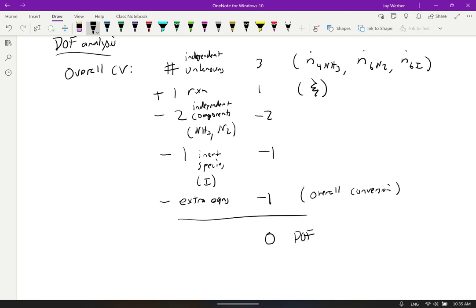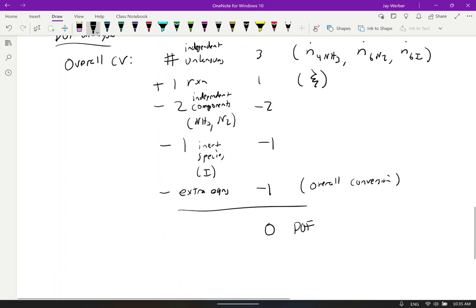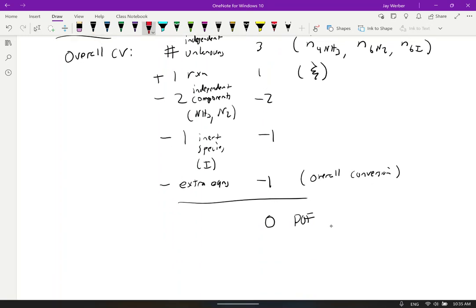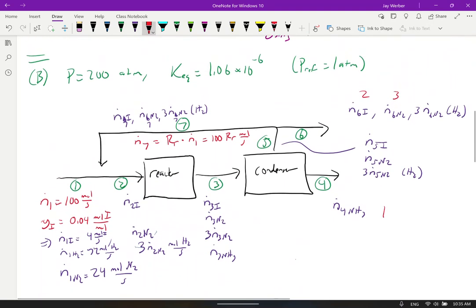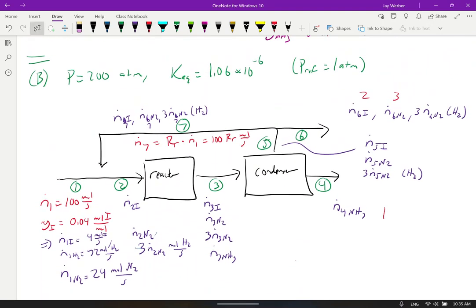Okay. So let's go ahead and, so this means that we're going to basically be able to solve for N4 NH3, N6 N2, and N6I, and the extended reaction. So that's all great. Okay, so where should we go next? So now we know N6, stream 6 is now solved for, right? So how should we do this?